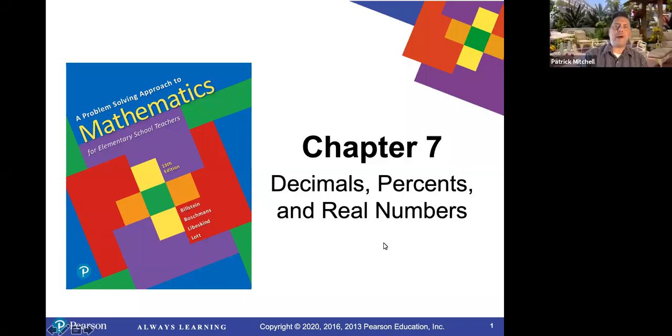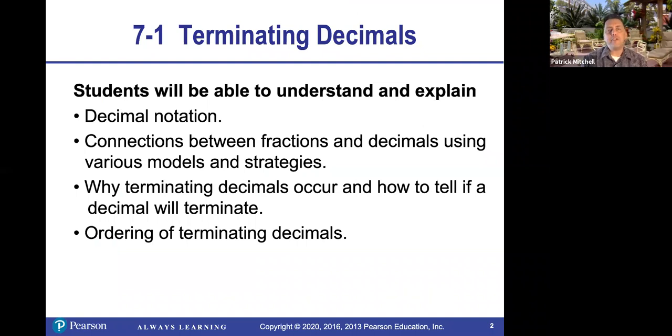Today we're starting chapter 7 on decimals, percents, and real numbers. In this first section, Terminating Decimals, we'll talk about decimal notation, connections between fractions and decimals using various models and strategies, why terminating decimals occur, and how to tell if a decimal will terminate, and finally, ordering of terminating decimals.